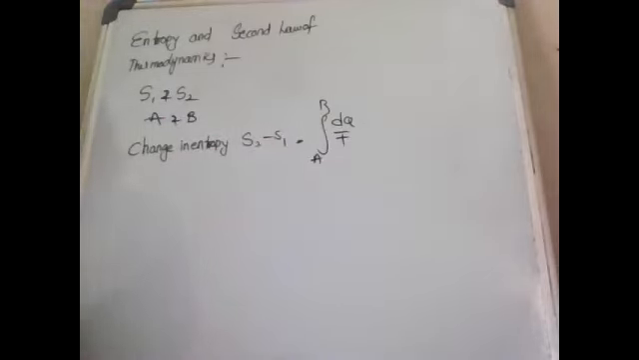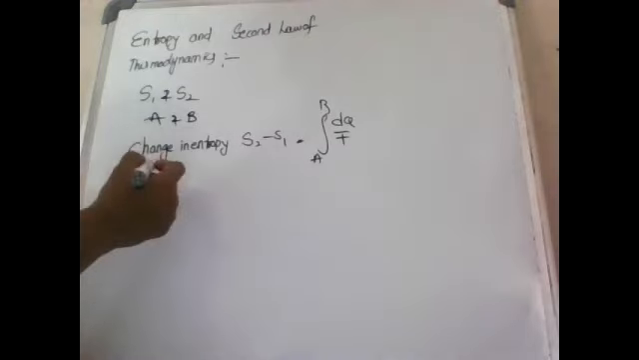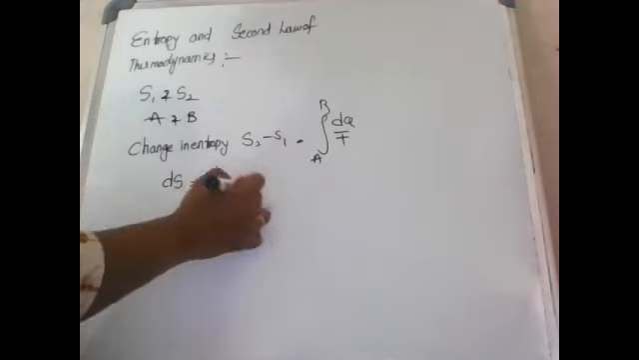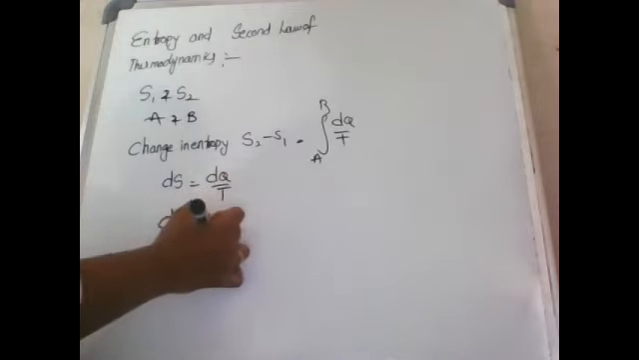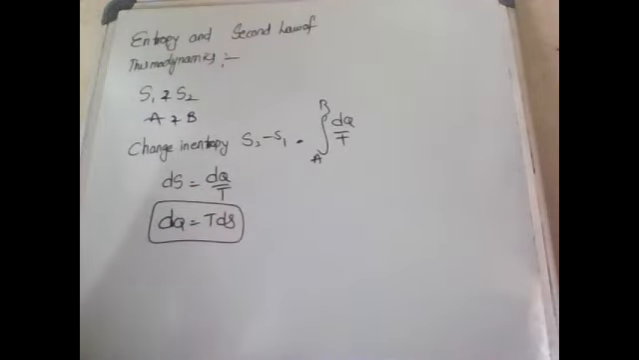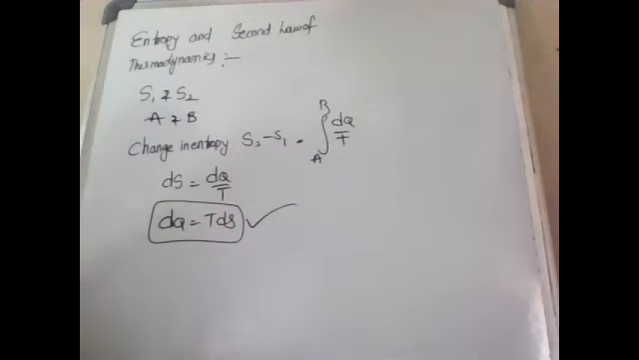So if the two states A and B are very close to each other, then the above relation can be written as dS equal to dq by T, or dq equal to T dS. So this is the thermodynamic formulation of the second law of thermodynamics. We can call it the thermodynamic second law, the dq equal to TdS equation.